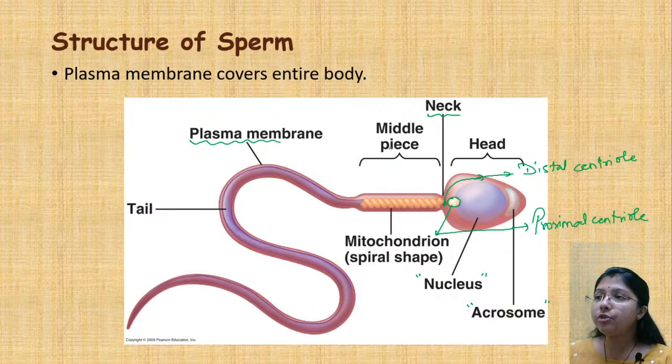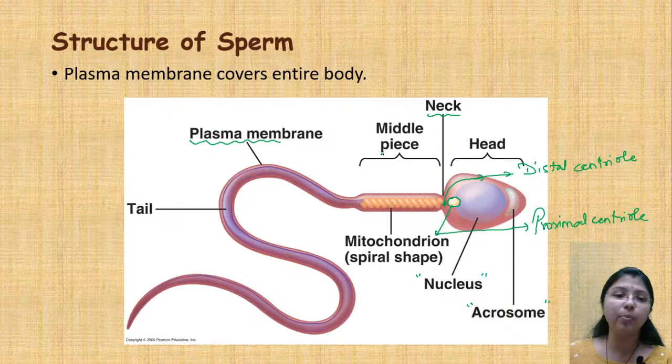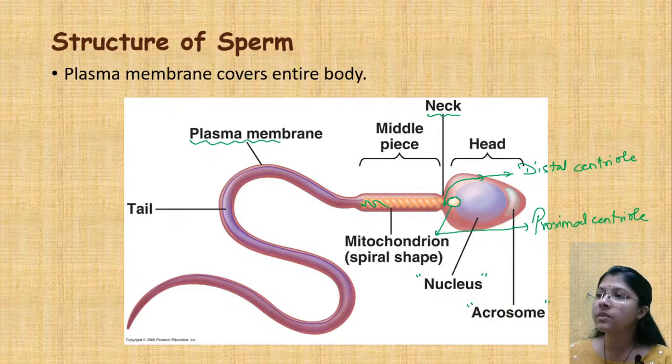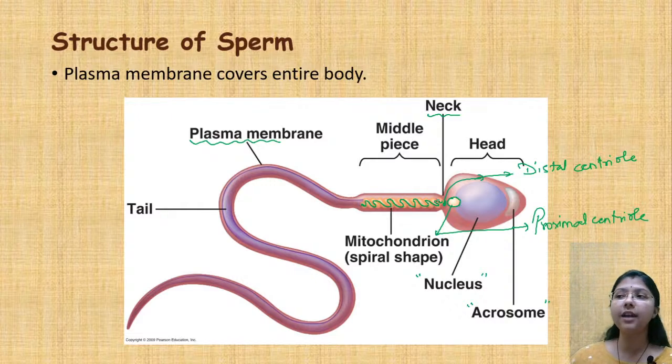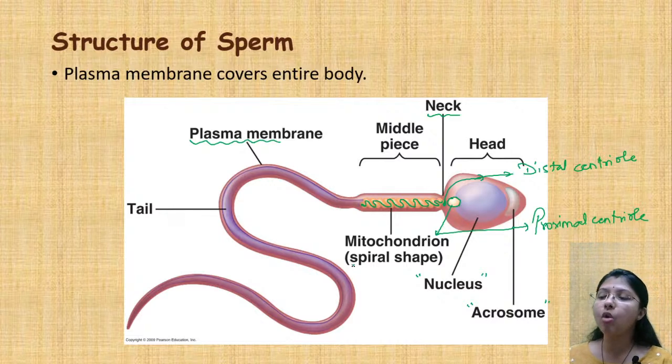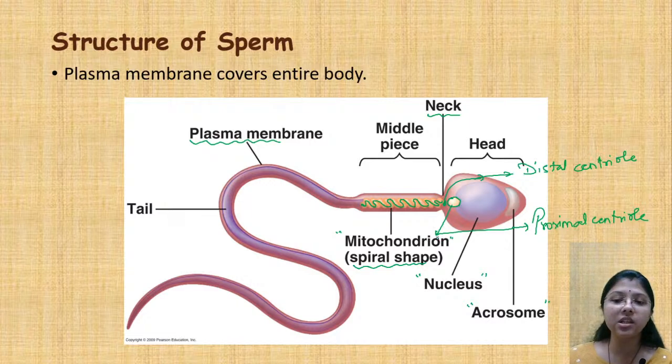Now, if you see the middle piece, the next part of the sperm, you will see that the mitochondria are arranged spirally. How are the mitochondria arranged? Spirally. The reason for the spiral arrangement is so that more and more mitochondria can be present. Now, why are these mitochondria arranged in a spiral shape present in the middle piece?